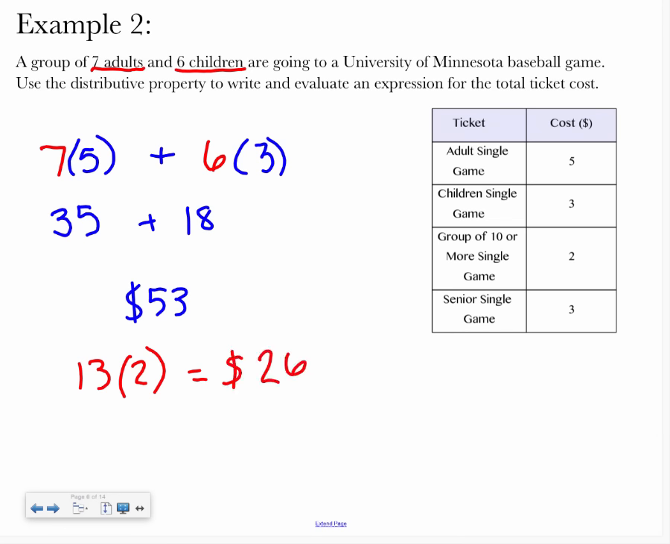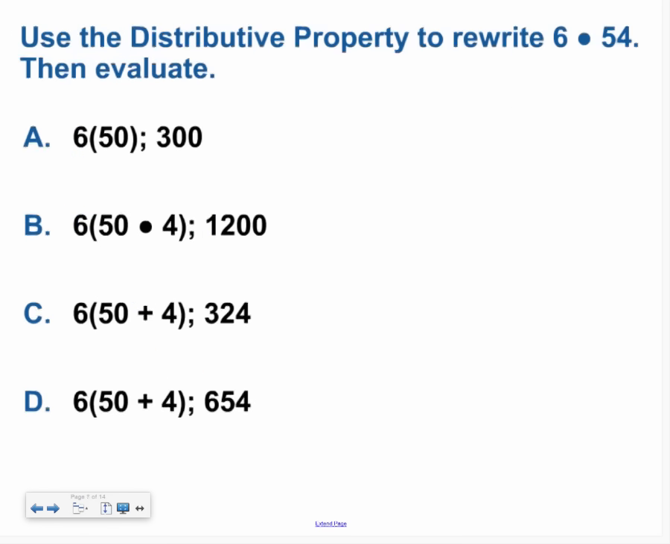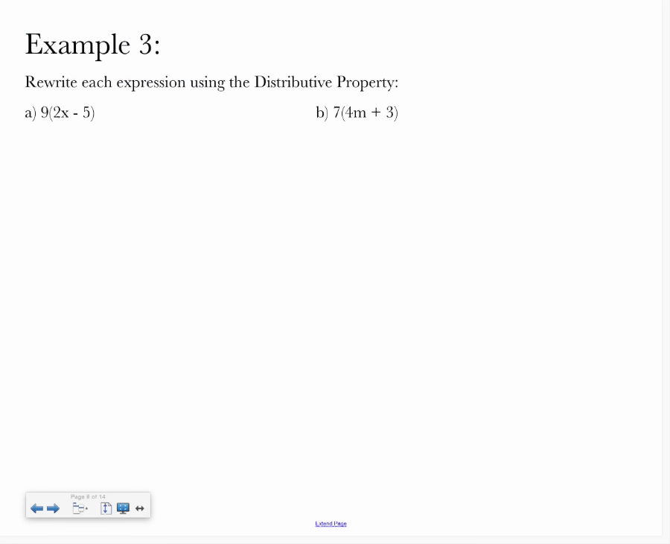So you can see it's important to pay attention to different rates and stuff, because look at how much money they would save if they were to use the group of 10 or more, use the group rate. All right, I want you guys to take a minute and use the distributive property to rewrite 6 times 54, then evaluate. Hopefully you ended up with 6 times, and then inside your parentheses, 50 plus 4, and a total of 324. If not, ask myself or a friend.